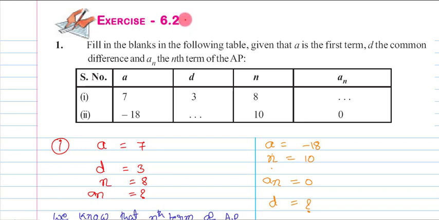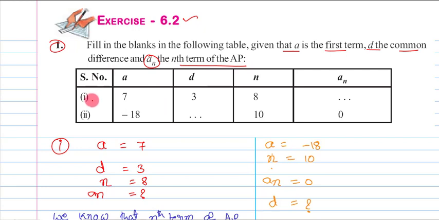Now we are going to discuss exercise 6.2, first bit. Let us observe the question. Fill in the blanks in the following table, given that a is the first term, d is the common difference, and an is the nth term of the AP.